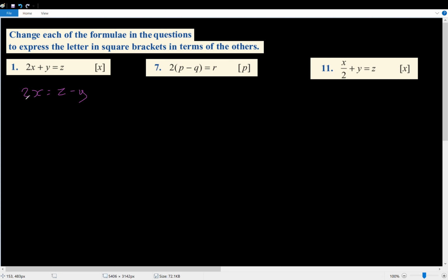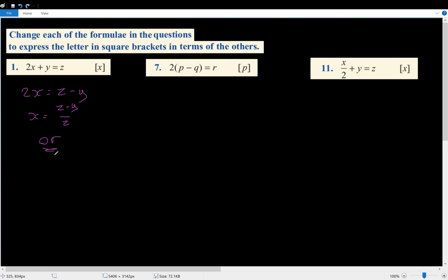And now we just need to get rid of this 2. On the left hand side, this is x multiplied by 2. So if we bring the 2 over, it's going to become divide by 2. So what we'll get is x is equal to z minus y all over 2. Now that is a perfectly satisfactory solution, and you can stop right there.